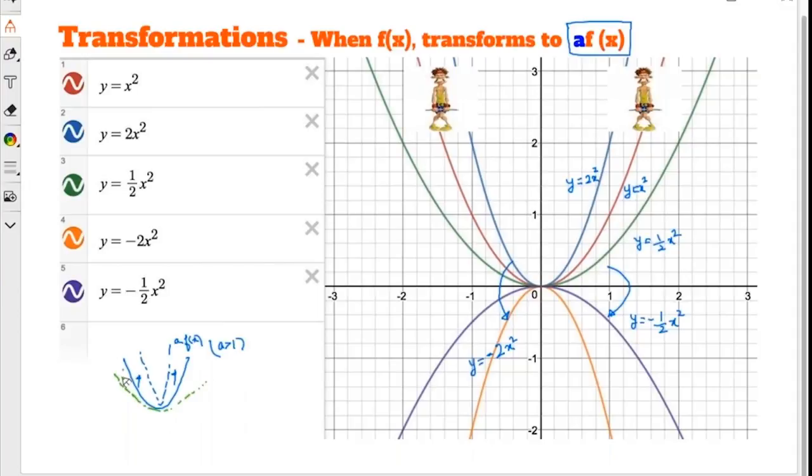The graph will be sort of pushed down if your A is a fractional value less than 1. Okay? Got it? Clear everyone? Can I move ahead?